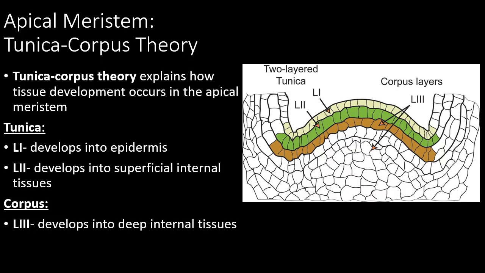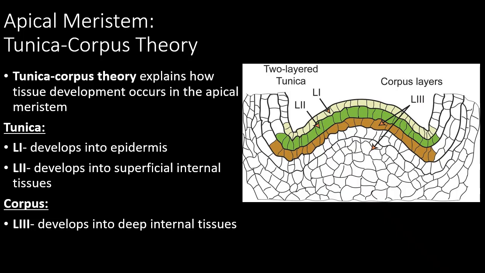So the tunica basically just means the same thing as tunic, right? A tunic is like a long shirt or a short dress that formed the basis of clothing in a lot of different cultures throughout time. So tunica is just kind of a covering or the outer tunic or covering of the apical meristem. And this is composed of two different layers. There's layer 1 or L1, which develops into the epidermis, and then layer 2 or L2, which develops into our superficial internal tissues that are just inside the skin.